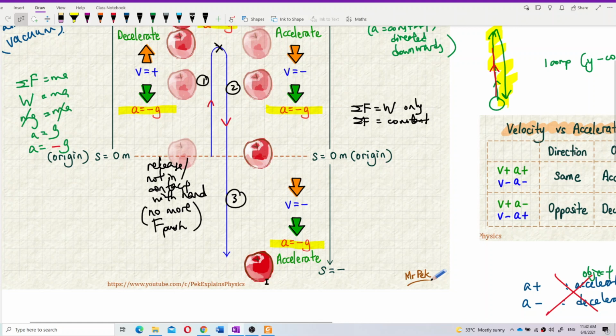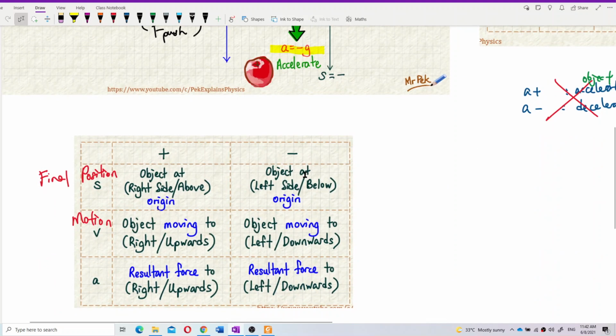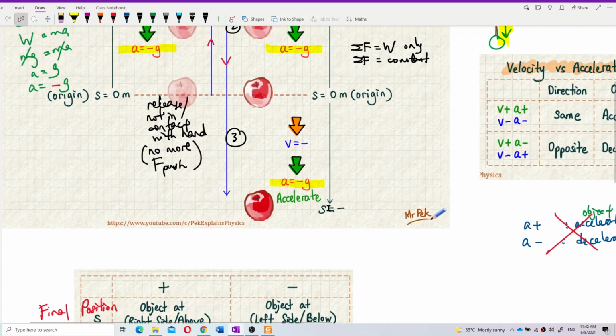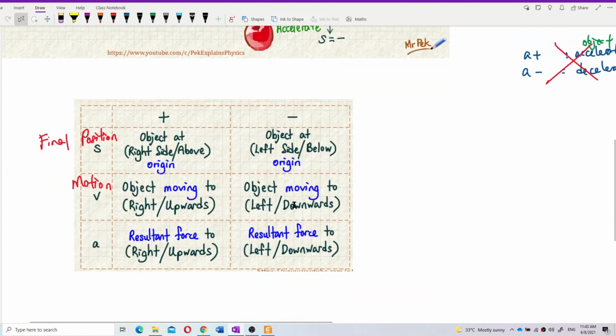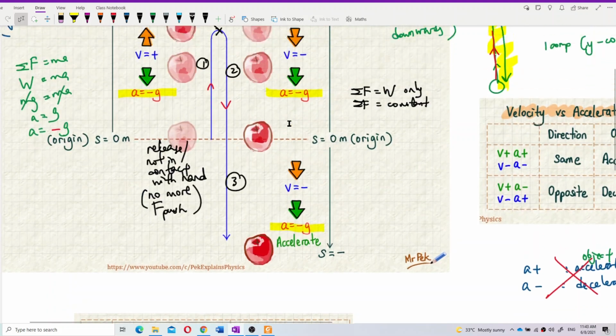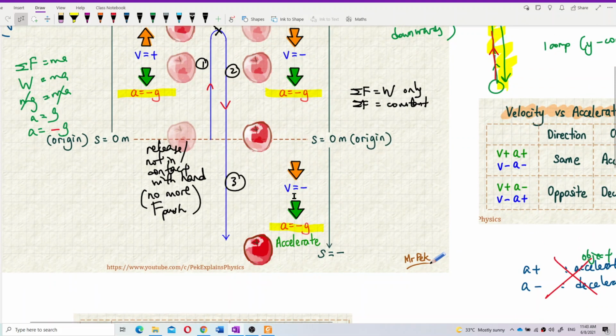That is what negative displacement means. When the apple goes further down below the origin, the displacement is negative. The final position compared to the origin is a negative displacement. Now, about velocity: the object is still moving downward. Talking about the motion, an object moving downward has negative velocity. So velocity is negative.